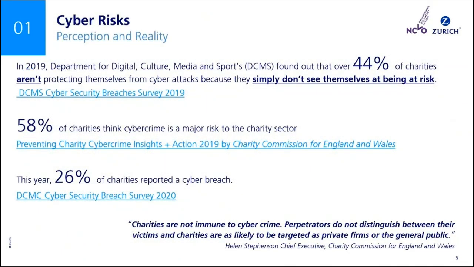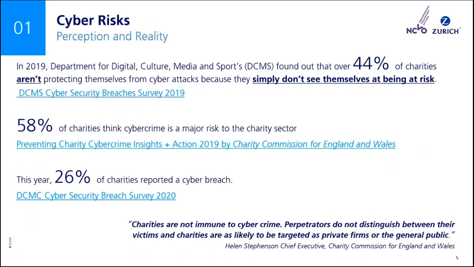Last year, when DCMS was carrying out a cyber breach survey, they found that 44% of charities are not seriously taking their cyber security. They are not identifying or mitigating cyber risk. The figure is also very close to a similar survey conducted by the Charity Commission of England and Wales. But the same year saw 26% of the charities reporting some kind of data breach. If you go to the DCMS Cyber Security Breaches Survey 2019 and 2020, you will have more details about these figures.